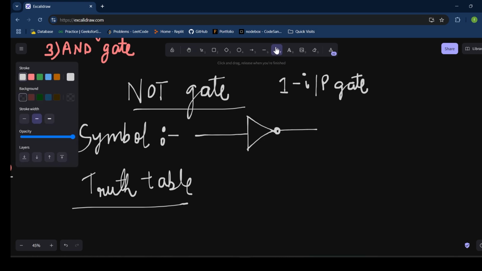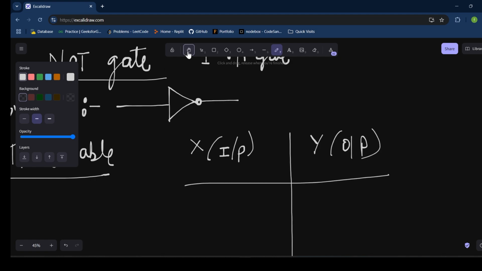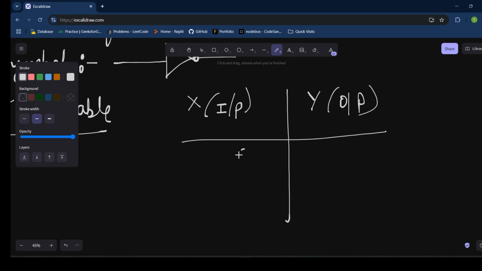So we will have the truth table as simply X, which is the input, and Y, which is the output. And simply 0 and 1. If the input is 0, output will be 1. If the input is 1, output will be 0.